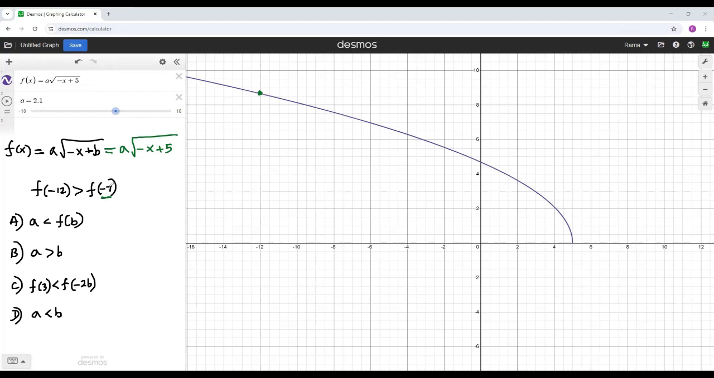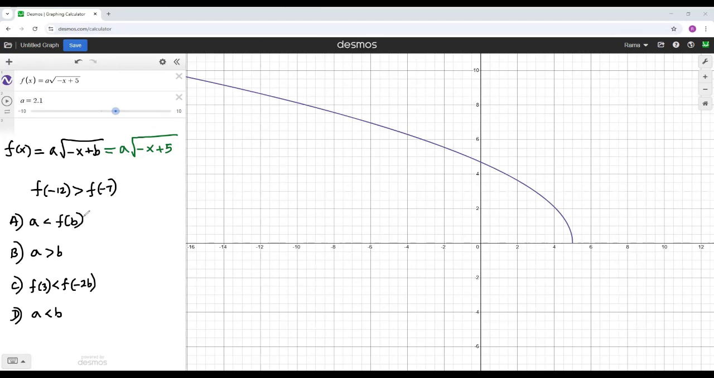Now let me get the point corresponding to negative 7 on the x-axis. Here we have negative 7 on the x-axis, so this is the point we have over here. Clearly, the y value at this point is greater than the y value at this point. That is, f of negative 12 is greater than f of negative 7. Using this information, we get that a is a positive value.